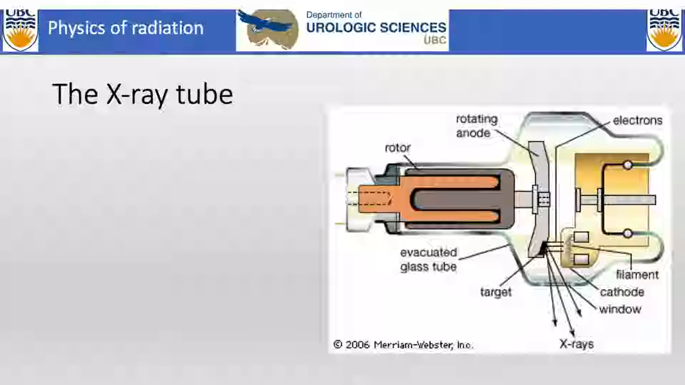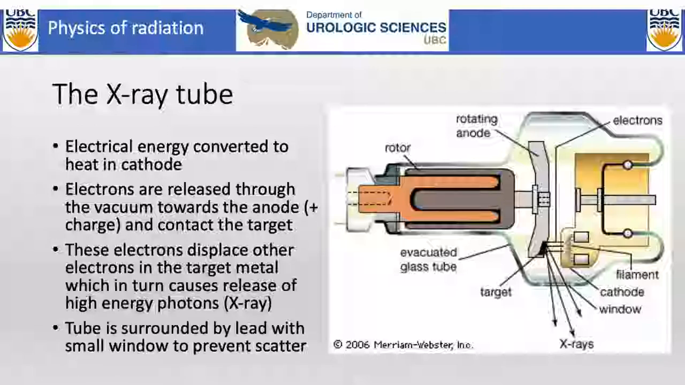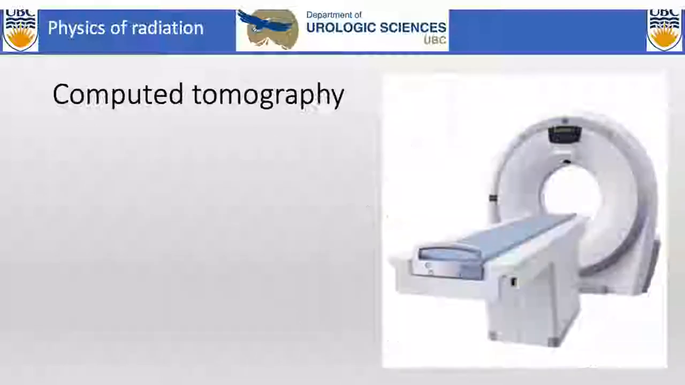So basics, the X-ray tube. Nice little diagram here. You take electrical energy and you convert it into heat in the cathode, which is seen at the bottom right of the image. Electrons get released through the vacuum tube and they contact the anode, which is typically tungsten, some sort of metal. They displace electrons, and as electrons reshift and drop into different orbits, you get release of photons, which are your X-rays. This is obviously surrounded by a lead cylinder or some sort of lead protective device, and then the X-rays get released down the bottom out of a small tube or small window.